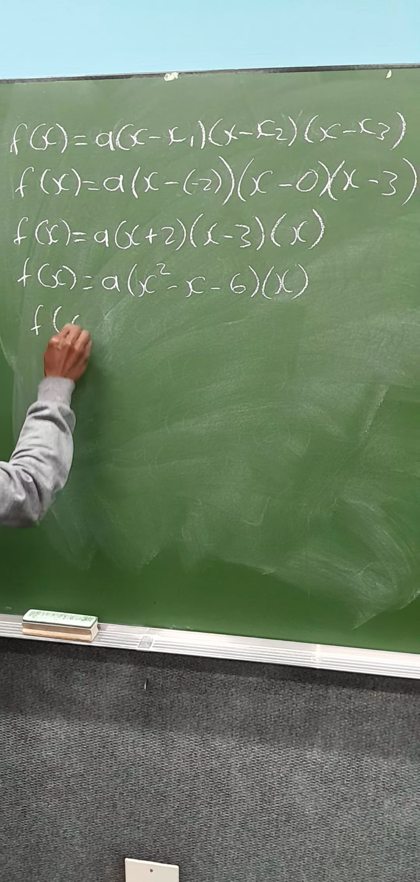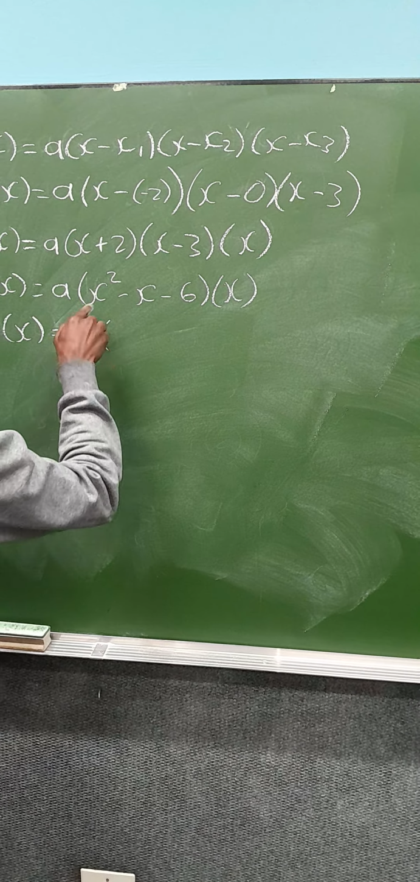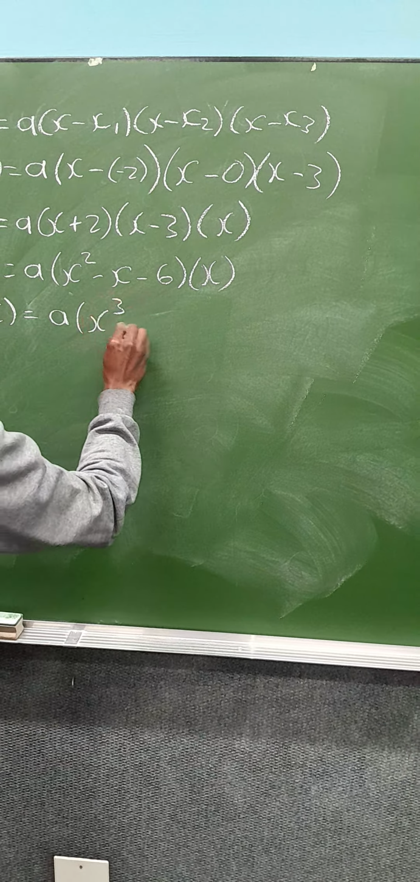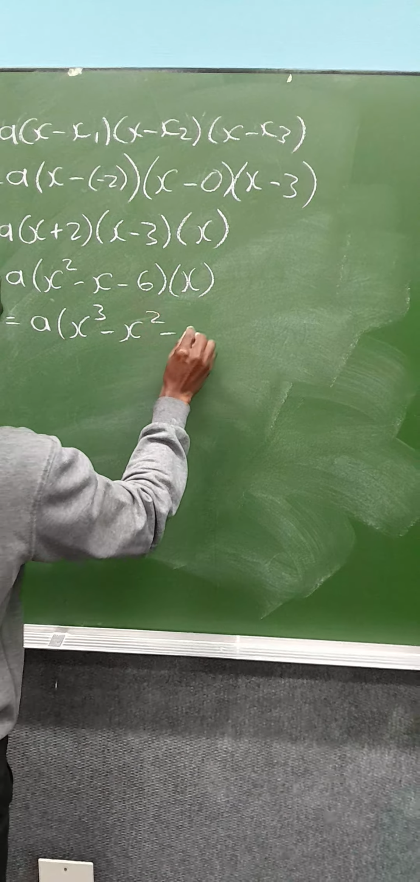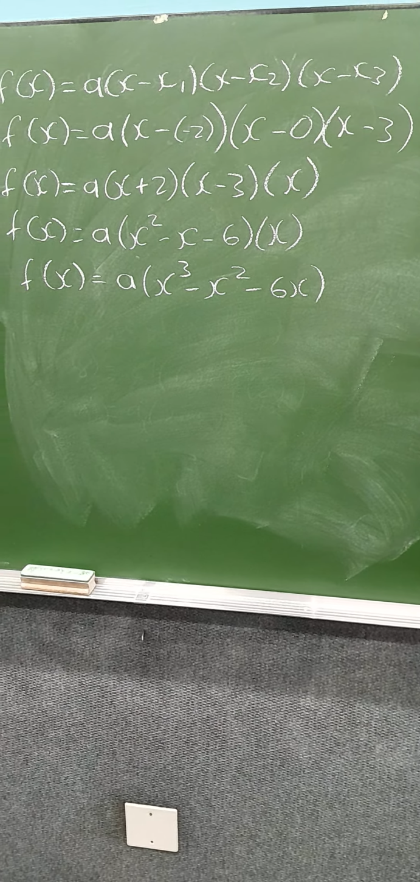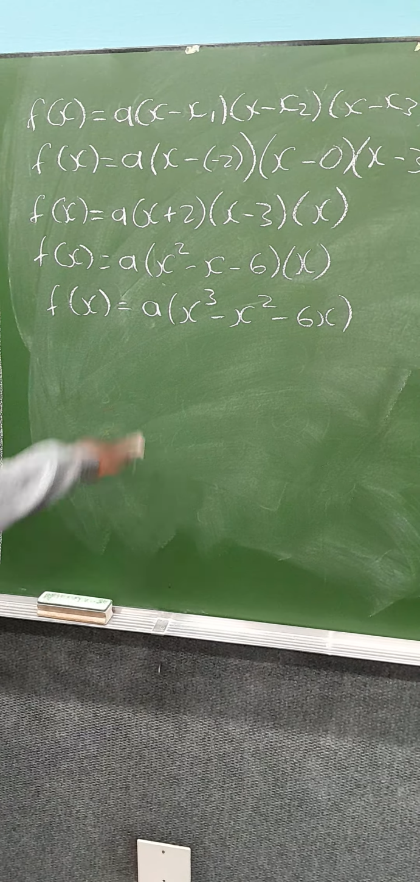And then now we are going to continue simplifying that part. So if we do that, we're going to have x multiplied by x, that's going to give us x cubed minus x squared minus 6x.